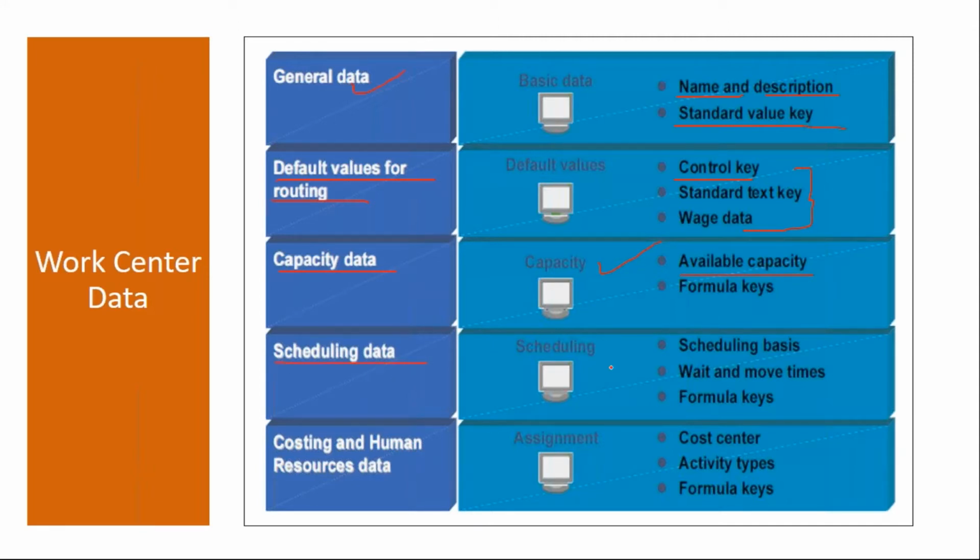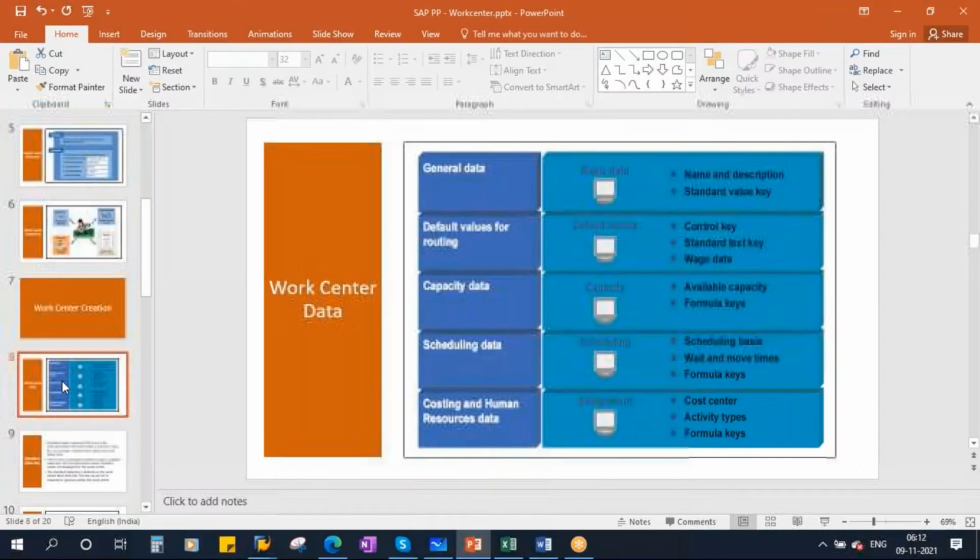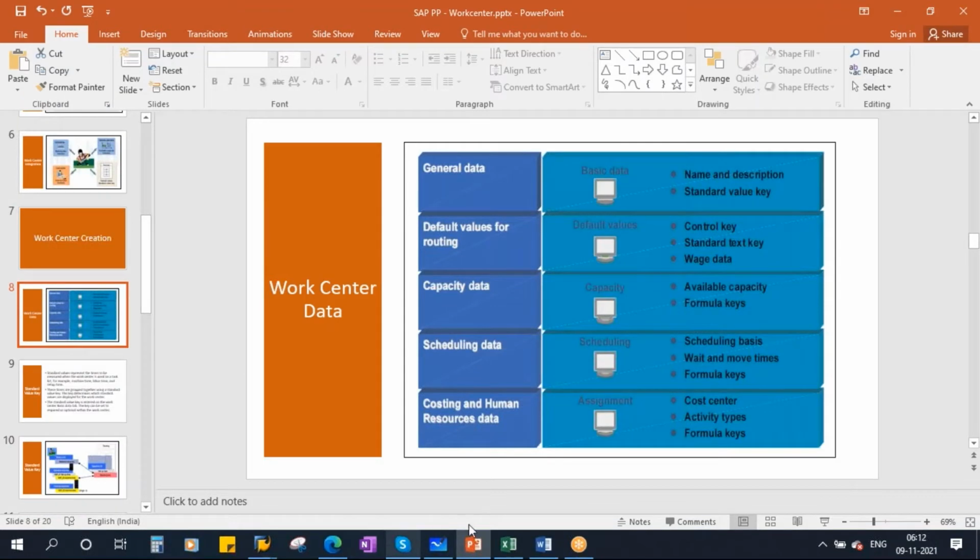Then scheduling data. In the scheduling data, you maintain the scheduling relevant information. And in the costing tab, you maintain the cost center and activity types. So this information is maintained in the work center. Now let's go to the system and create the work center.